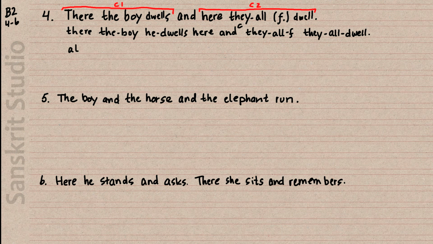Okay, so transliteration. Oh, no, it's not atra, it's tatra. There. It's over there. Tatra. And the boy is the balaha, nominative singular, and he's dwelling, so it's vasati. And here atra and cha and they all F, that's taha, and they are dwelling, so it's plural form here, vasanti.